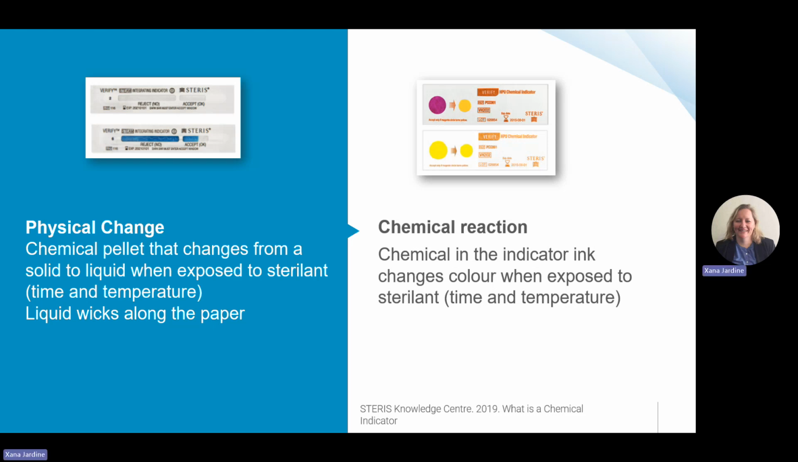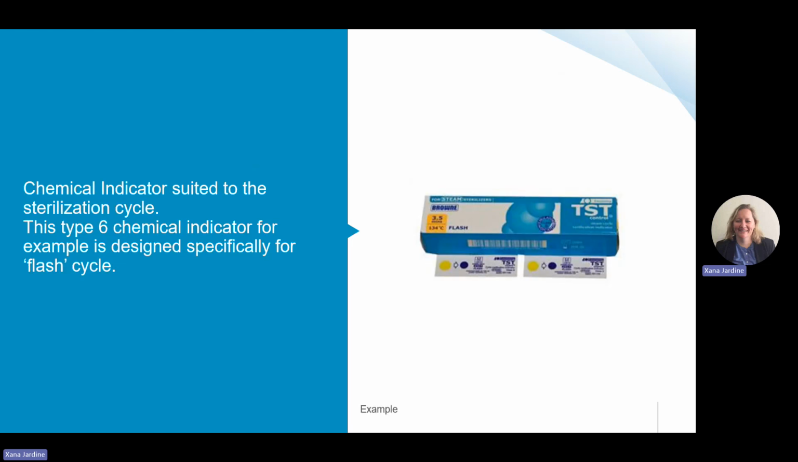So putting a chemical indicator into your tray is one of the ways of making sure what? That steam penetrated into the tray for the right amount of time at the right temperature. An example of the right type of chemical indicator to use within an immediate use steam sterilizer is the one on the right. So this one is designed for flash sterilization as such.